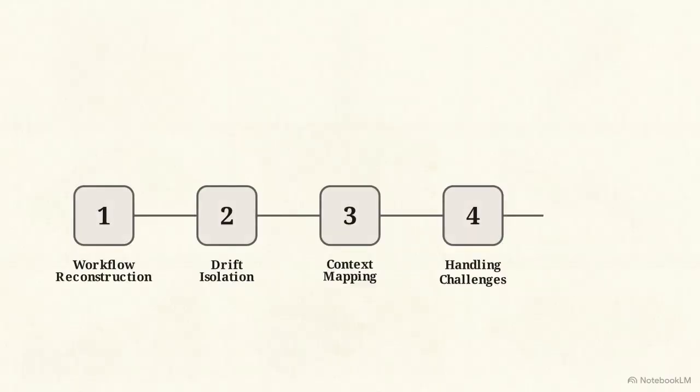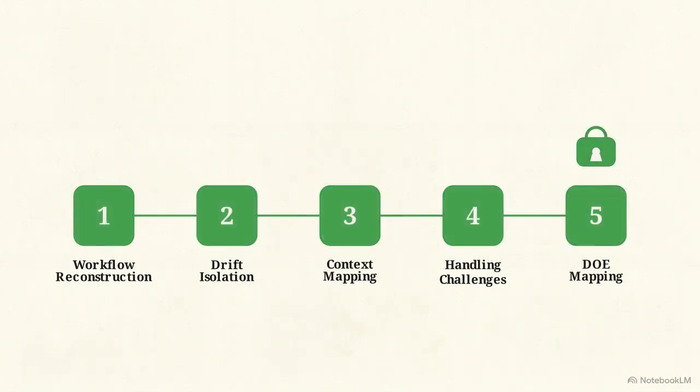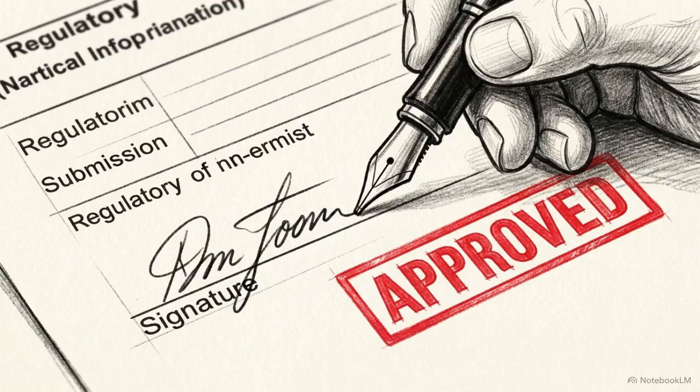You must only repeat the formal stability assessment after the revised workflow is locked in with DOE data. This restraint pays off. You avoid the nightmare of validating the wrong workflow, and you prove to regulators that the assay is genuinely fit for its intended purpose.